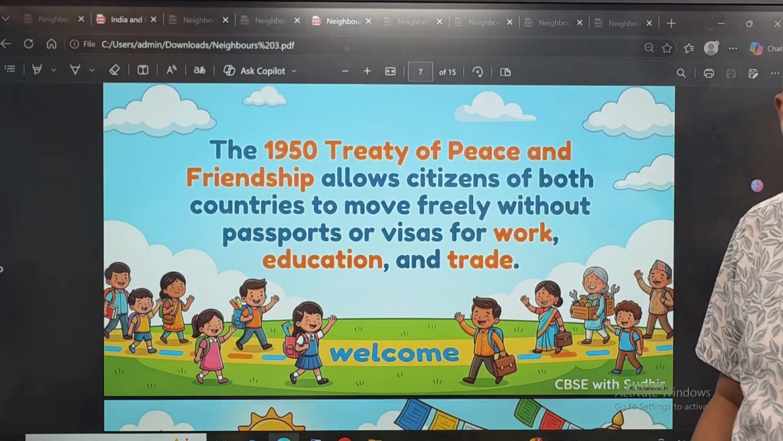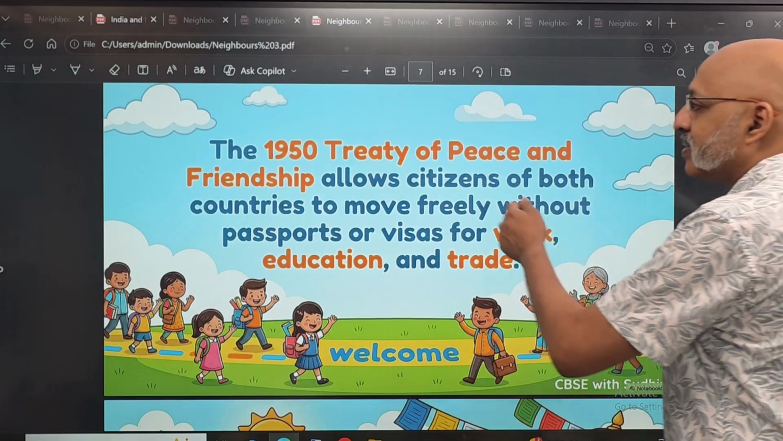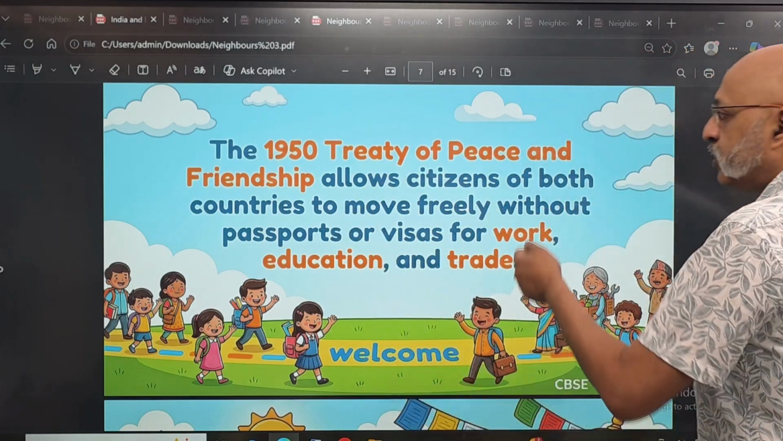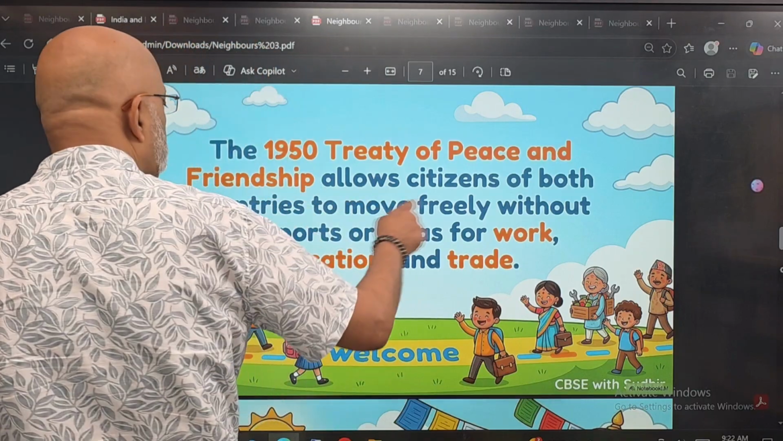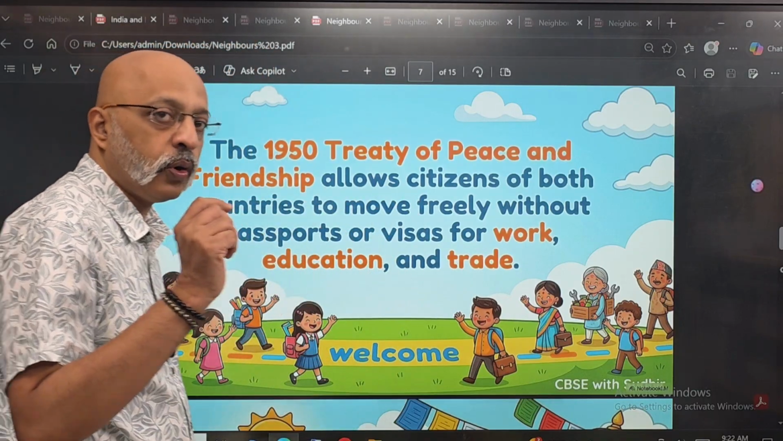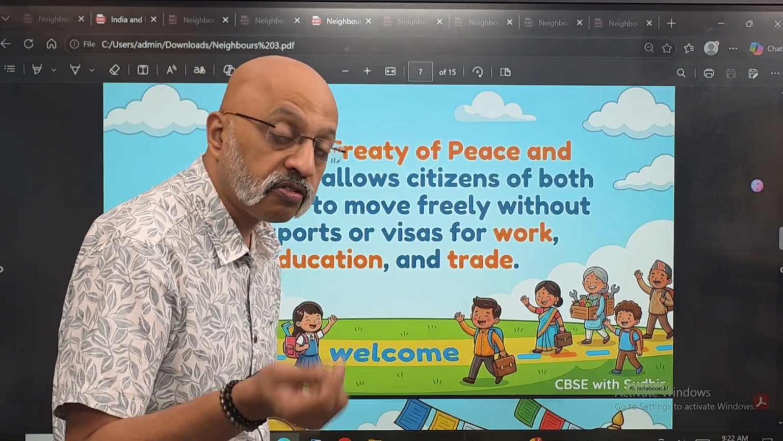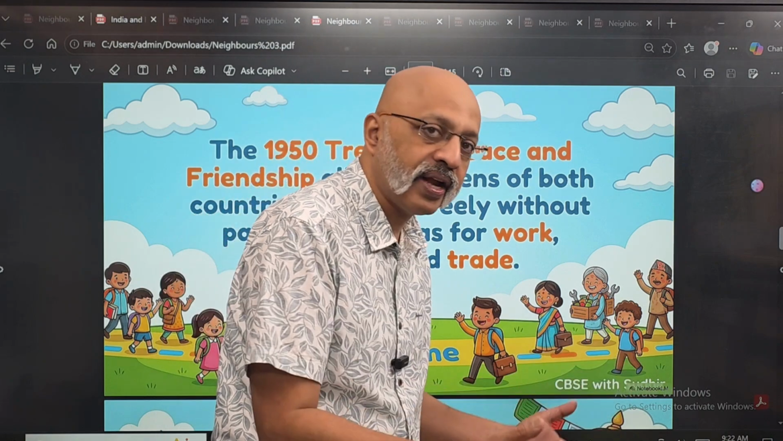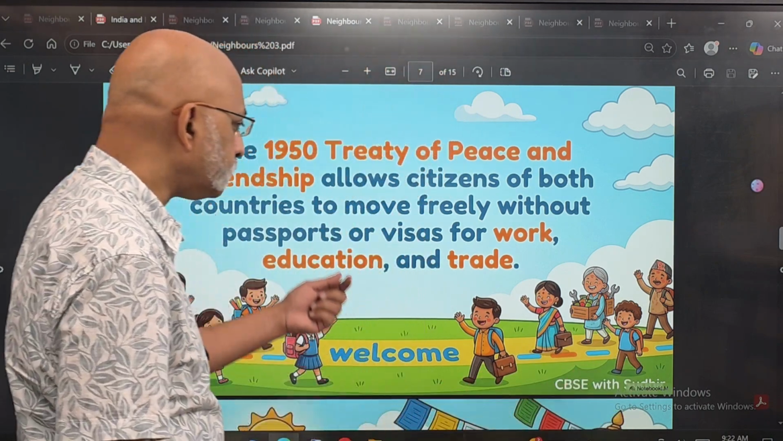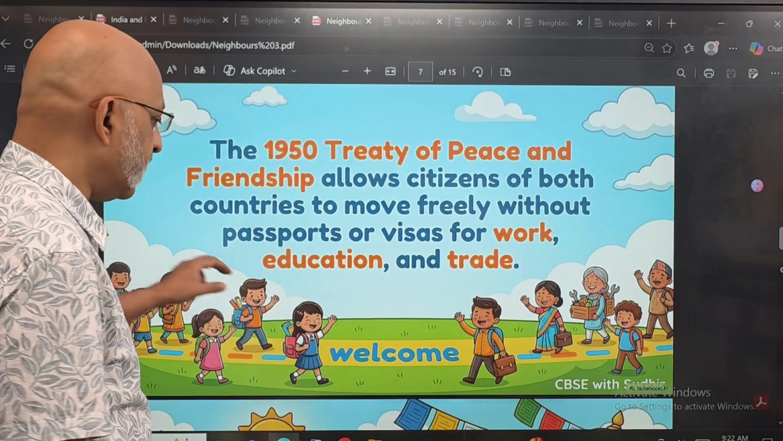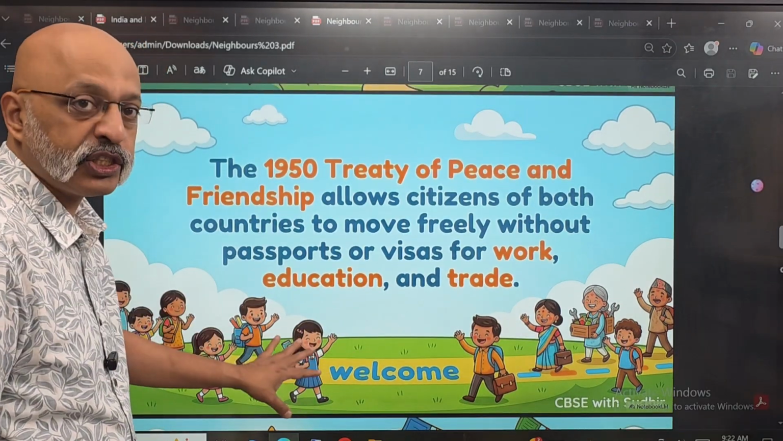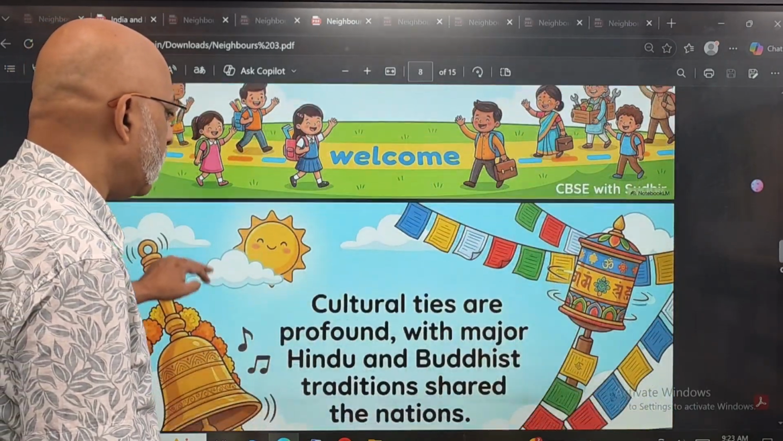So in 1950, a treaty of peace and friendship was signed, which allowed citizens of both India and Nepal to move freely without passports. So if you need to go into Kathmandu, you do not really need a passport. It's almost like it's part of India, or a visa for work, education, and trade. So it's essentially a red carpet welcome.